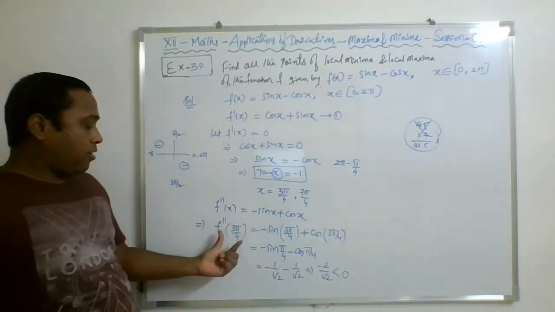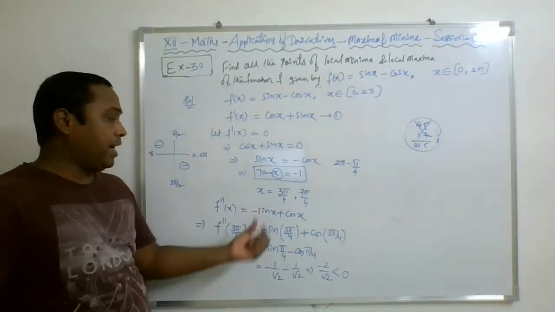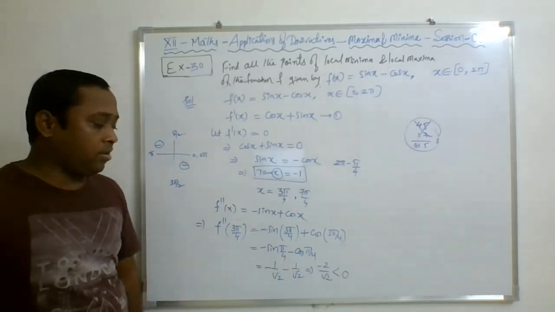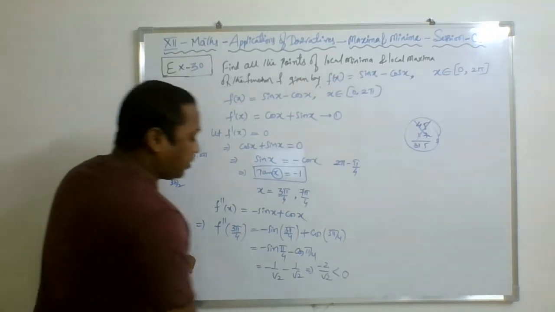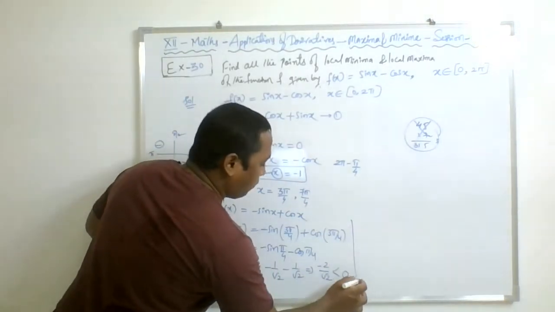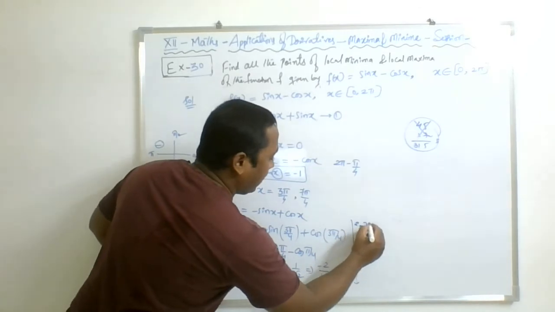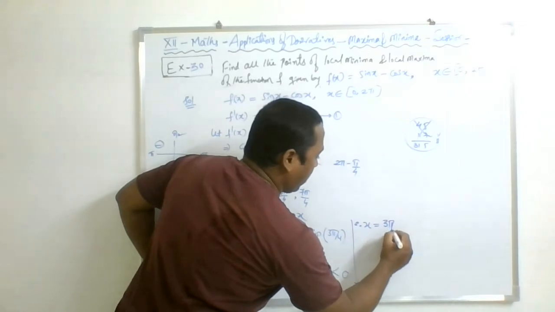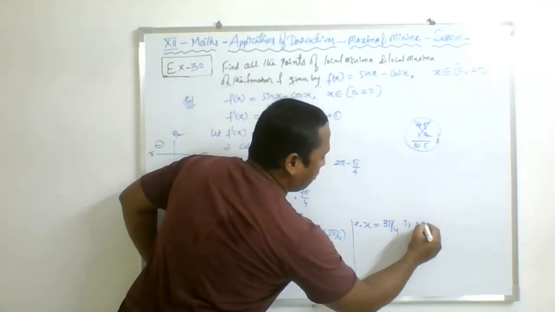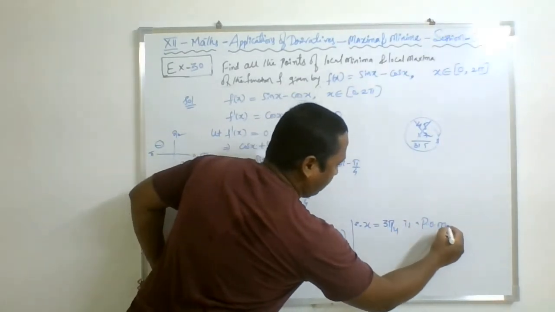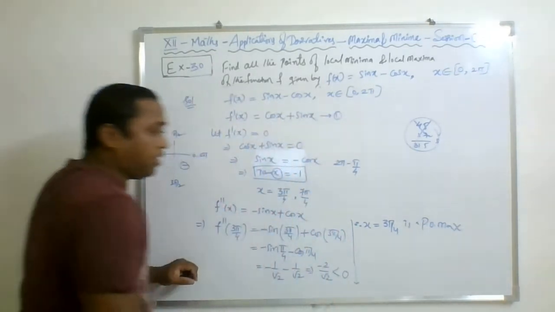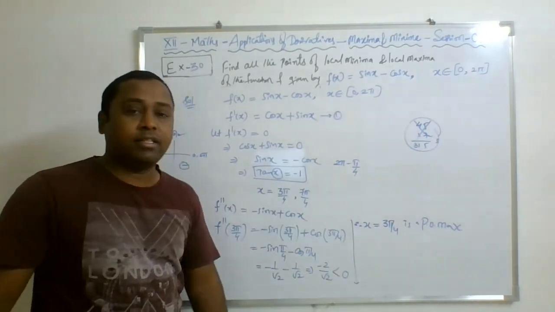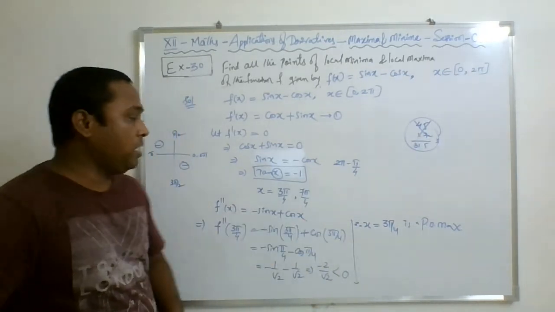So I have just calculated the double derivative value at 3 pi by 4. I got a negative real number. Hence, x is equal to 3 pi by 4 is a point of maxima. So the double derivative is negative, hence this point is declared as a point of maxima.